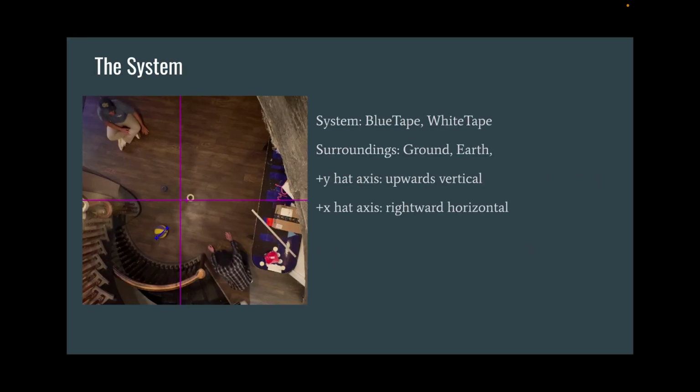You can see the system to the left. The blue tape and the white tape are considered part of the system, whereas the surroundings are the ground and the earth. The basketball is there as a size reference. The y-hat axis is upwards vertical, and the x-hat axis is rightward horizontal.